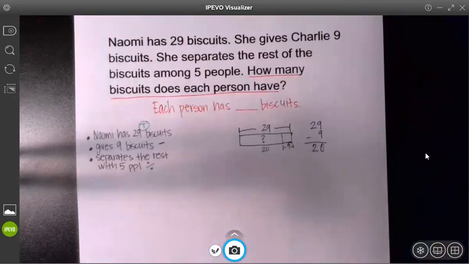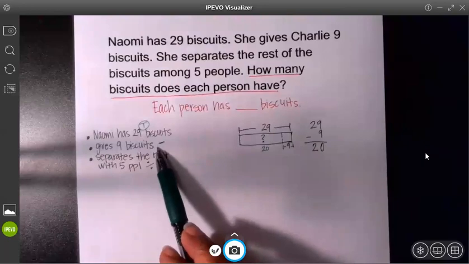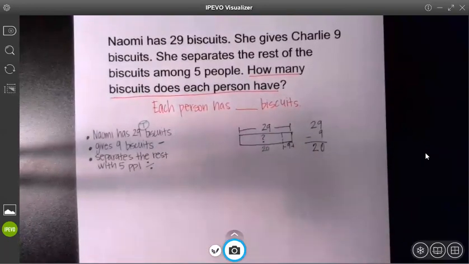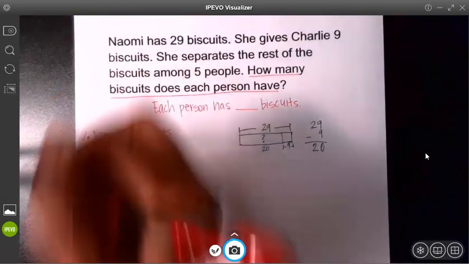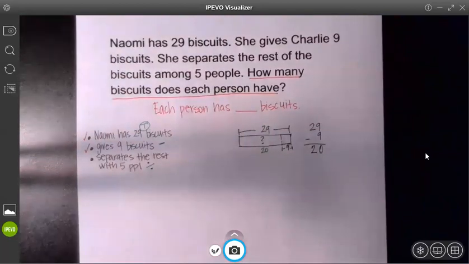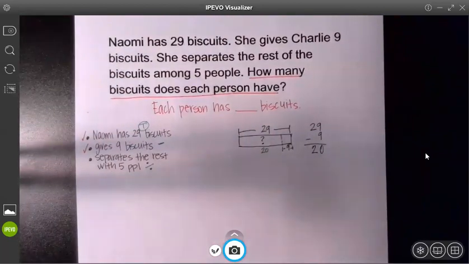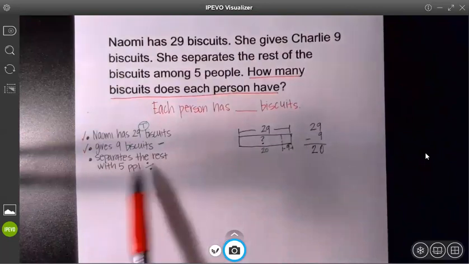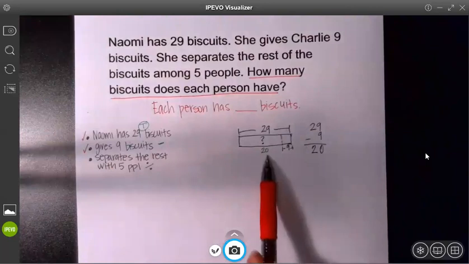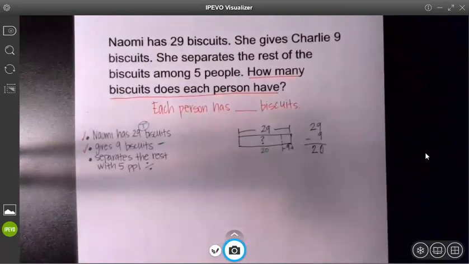So let's see, each person has 20 biscuits. That doesn't make any sense. Plus, look, we've only done 2 things on our list. If you need to, you can check those off. So we still have one more thing on our list that we have to do, okay? So now separate the rest with 5 people. Well, the rest is 20. So that means that we're gonna take that 20, now the 20 becomes our total, right?